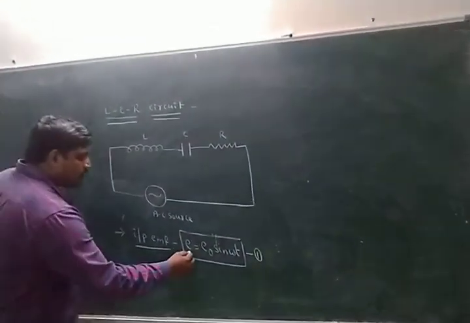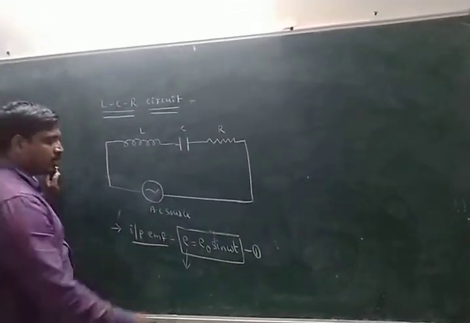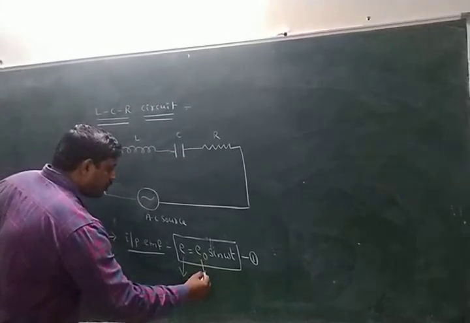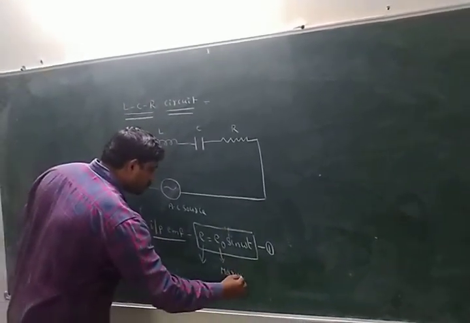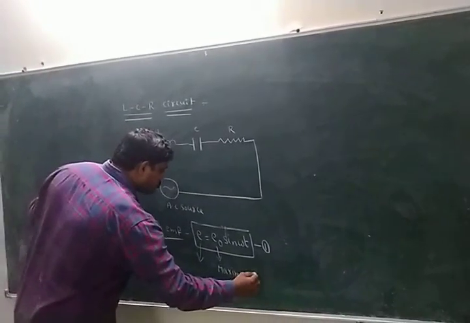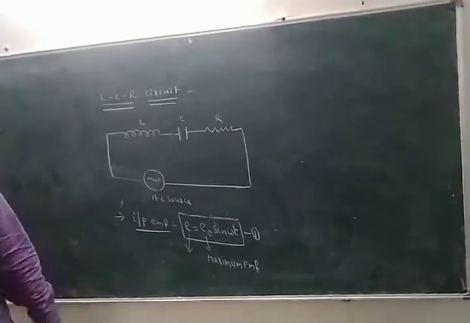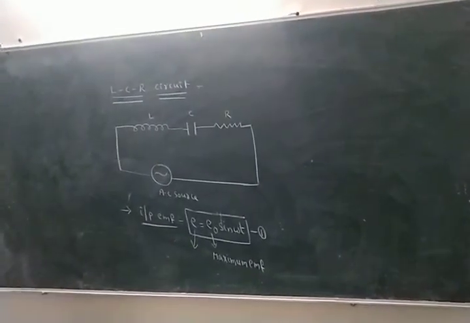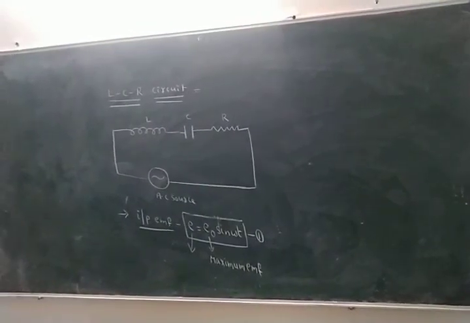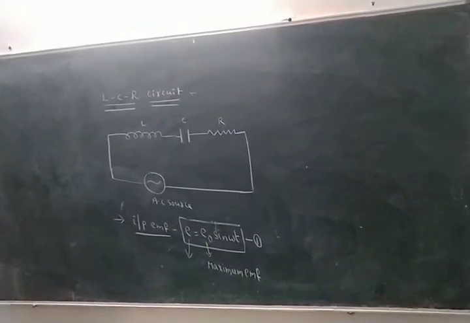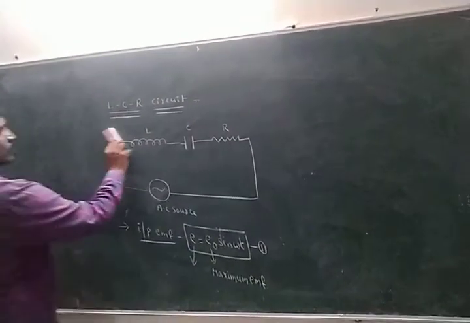Here E indicates the EMF after t seconds. E0 is called the maximum EMF. Look here. What is the input EMF? E equal to E0 sin omega t. Okay? Look here. Now we know that.